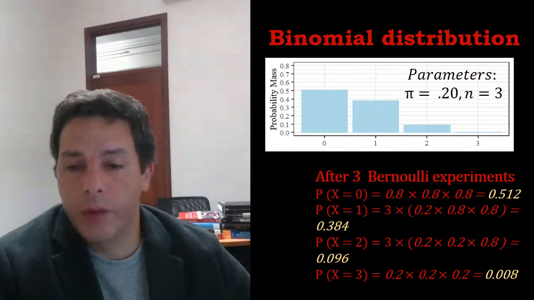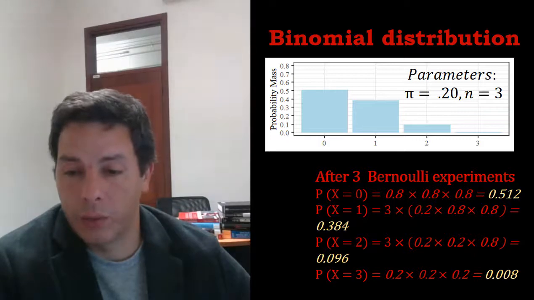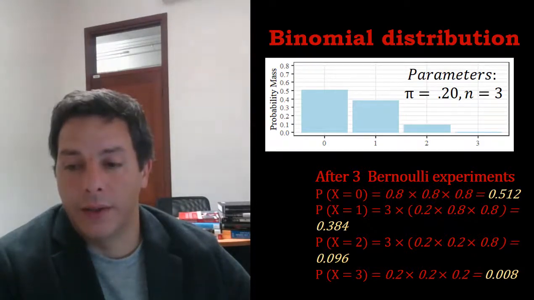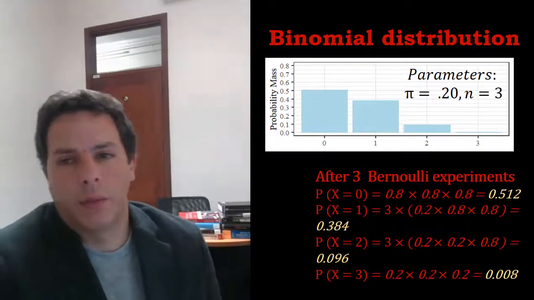And the probability of 3 successful experiments, or 3 landings in region 1, well, that's very unlikely, because the probability for the first one to land in 1 is 0.2, then you multiply by 0.2 again, and by 0.2 again, and that's this number, 0.008, so less than 1%.